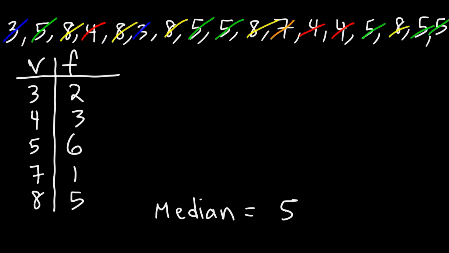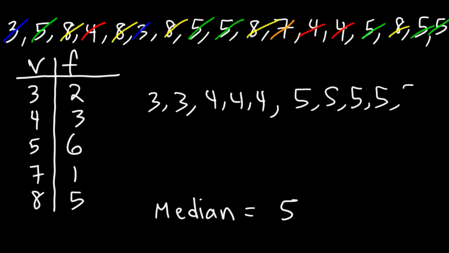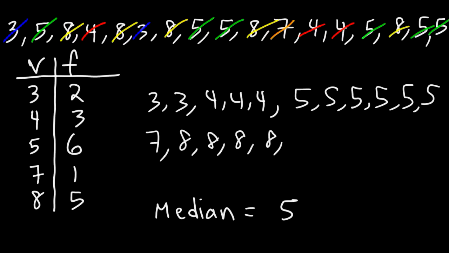Now, if that confuses you, what you could do is write these numbers in ascending order. So we have 2 3s, we have 3 4s, we have 6 5s, 1 7, and 5 8s. So let's say we cross out the first 5 numbers on the left and the first 5 numbers on the right. Next, let's cross out the next 2 numbers on the left and the next 2 numbers on the right. And then let's repeat this pattern, and so we can see that the middle number is 5. So that's the median.